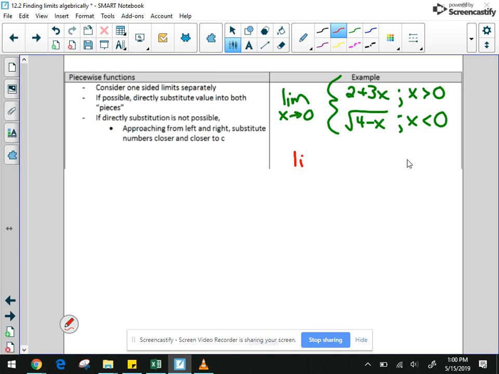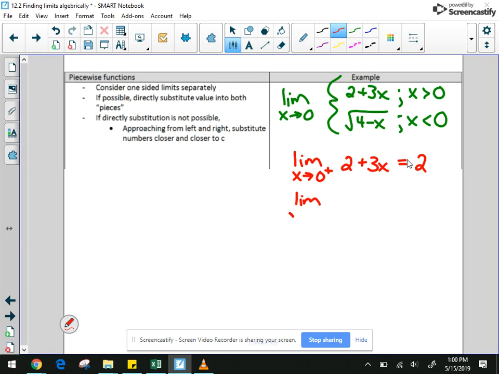The first piece, if my value of x approaches 0 from the right side, this first rule is when x is greater than 0, so that would be the right side. I would be using the rule 2 plus 3x. Remember, for a limit, it doesn't matter what happens at the value. This function is undefined at 0. I'm interested in what happens as I approach 0. I can directly substitute a 0 into this. When I put a 0 in, I would get a value of 2.